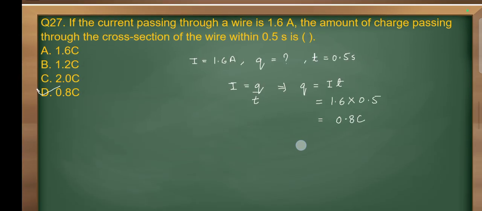Question number 27. If the current passing through a wire is 1.6 ampere, the amount of charge passing through a cross section of wire within 0.5 second is. Here current is given as 1.6 ampere and time is given as 0.5 second. We know that I is equal to Q by T. So Q is equal to I into T. We will put the values of I and T, that is 1.6 into 0.5, which will be equal to 0.8 coulomb. So option D is correct.